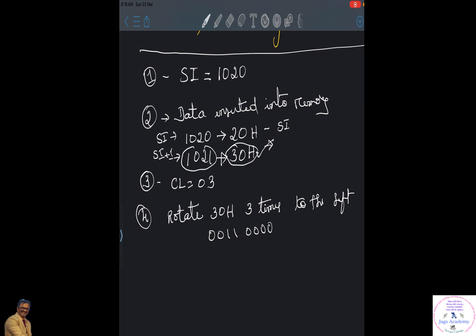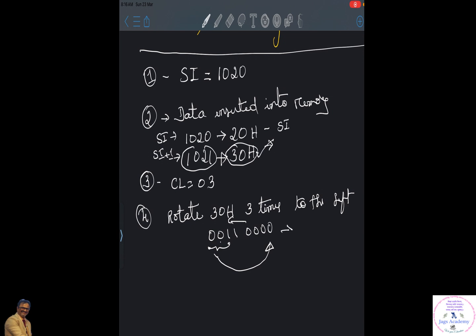Right. So what happens really is, rotate left means this here, right? When you rotate left, these 3 bits will go here. Rotate left: this will go here first, then this will go here, and this will go here. So when you rotate left, how do you do the rotate left? What is the first step going to be?